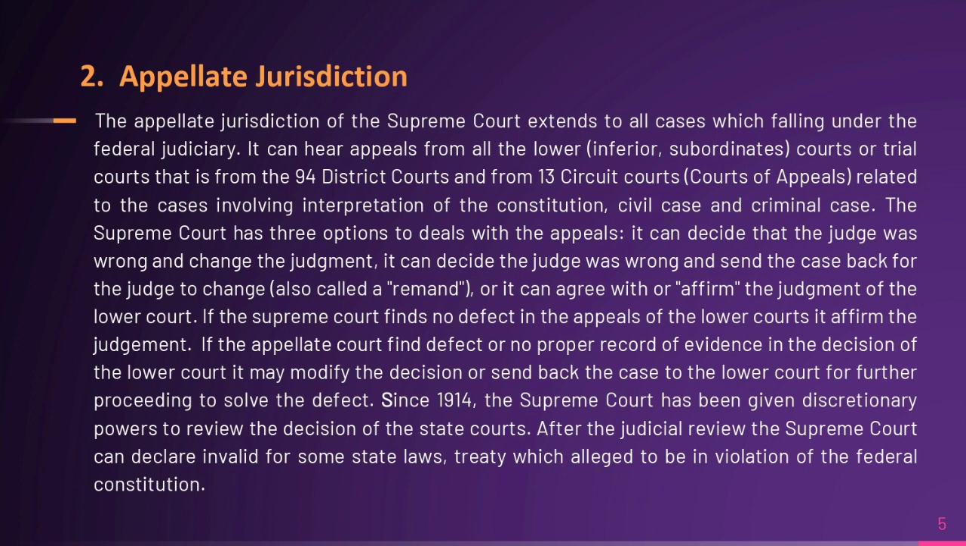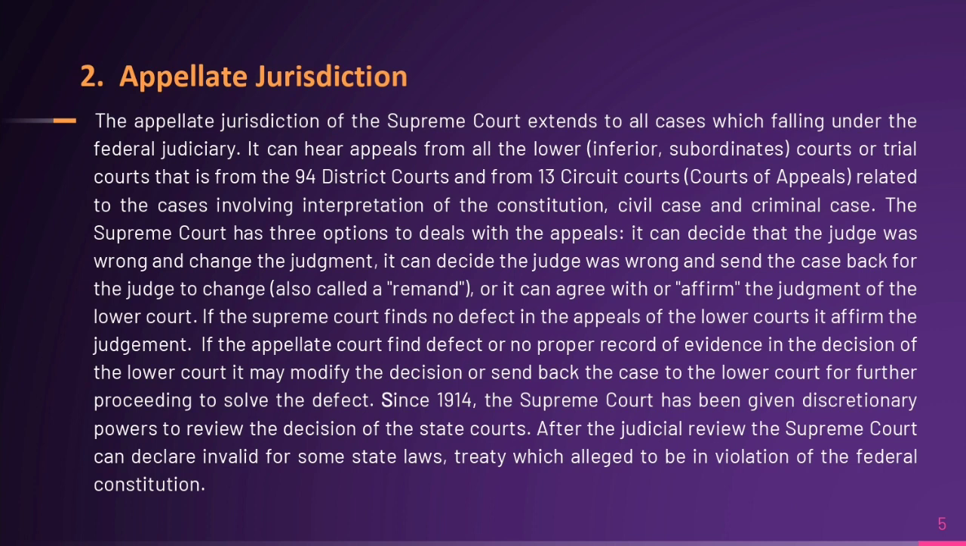The appellate jurisdiction of the Supreme Court extends to all cases falling under the federal judiciary. It can hear appeals from all the lower courts or trial courts, that is from the 94 district courts and from the 13 circuit courts, related to cases involving interpretation of the Constitution. Interpretation means explanation, definition or clarification of the Constitution, civil cases and criminal cases.